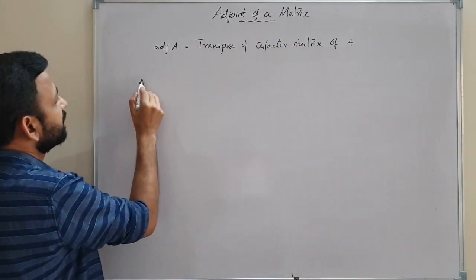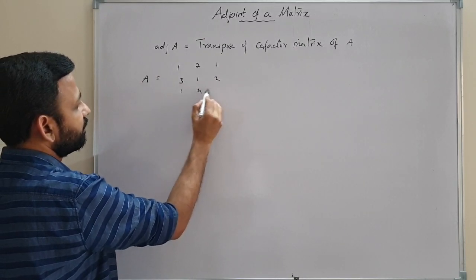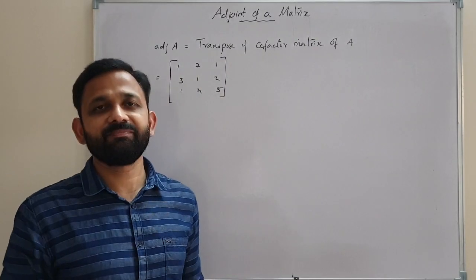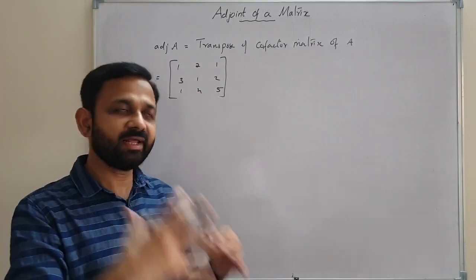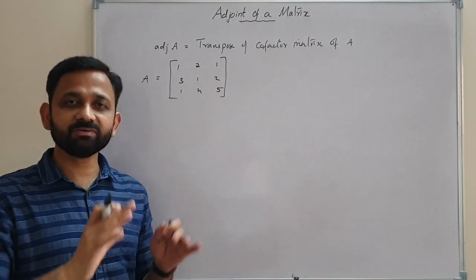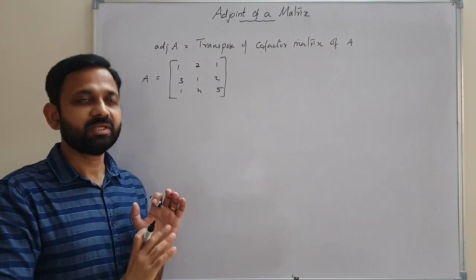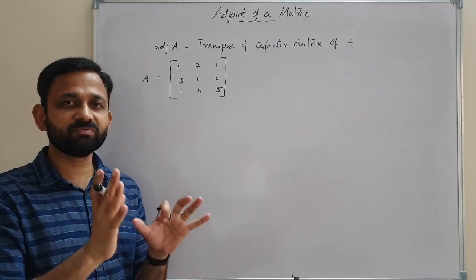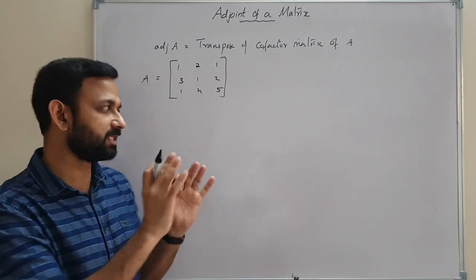Example, A is a matrix 1 2 1, 3 1 2, 1 4 5. So that is a matrix. Then we need to find adjoint A. So first we have to find the cofactor matrix. We already learned how to find the cofactor of the elements of this matrix. We have 9 elements, so we can find the cofactors of all the elements. Then we will form a matrix. Then the transpose of that matrix, that is adjoint A.